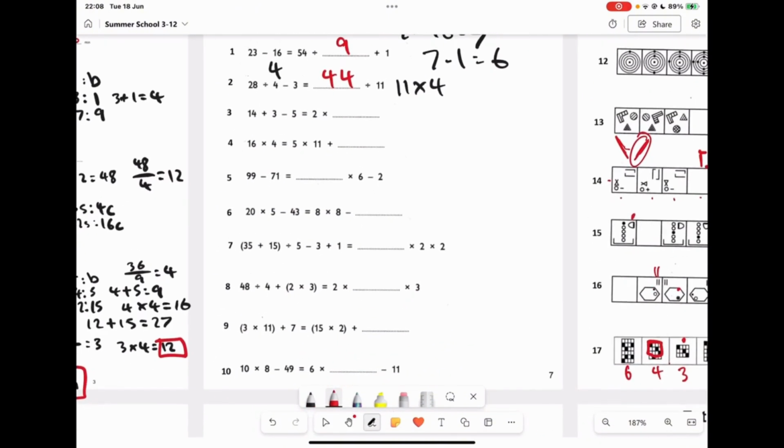Next, question 13. 14 plus 3 minus 5 is equal to 2 times something. Well, considering our BODMAS, we do addition first, so 14 plus 3 is 17, minus 5 is 12. Oh, I'll just write this in black. And then 2 times something is 12, so the answer is 6. Now I'll write that in red.